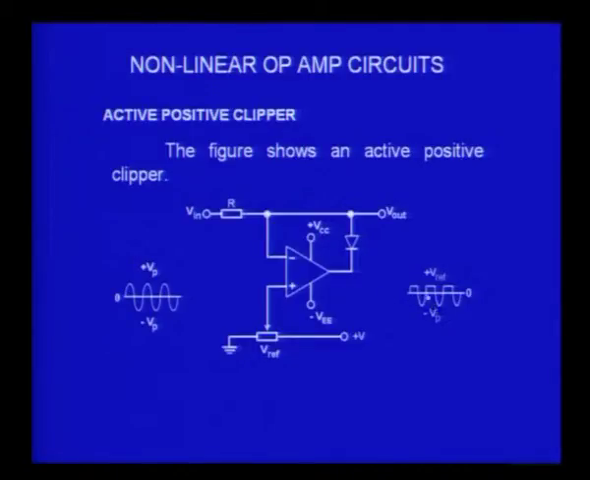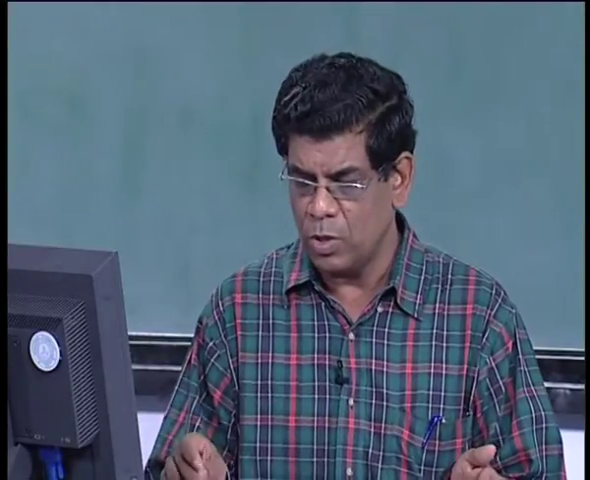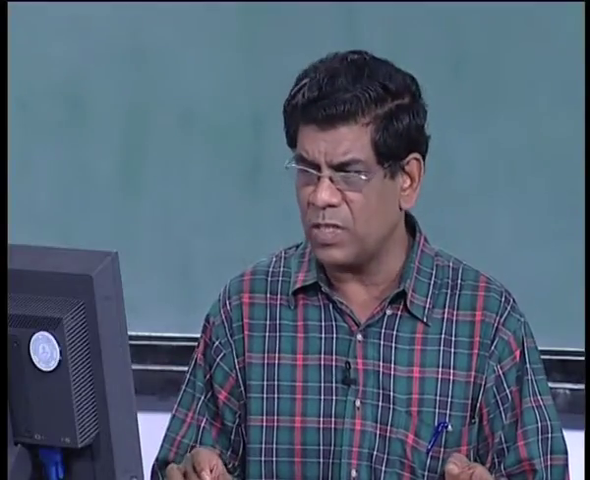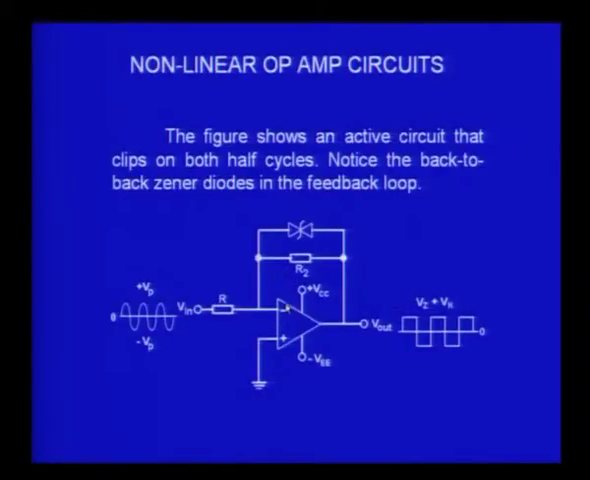So, you can have the positive cycle completely and the negative cycle clipped wherever you want. In some cases you want both sides clipped. When I take a sine wave and clip both sides, I will get almost a square wave. There is one such circuit which I wanted to show you. The circuit shown has 2 Zener diodes connected in opposition, and therefore the output will be clipped on both sides at plus VZ and minus VZ.